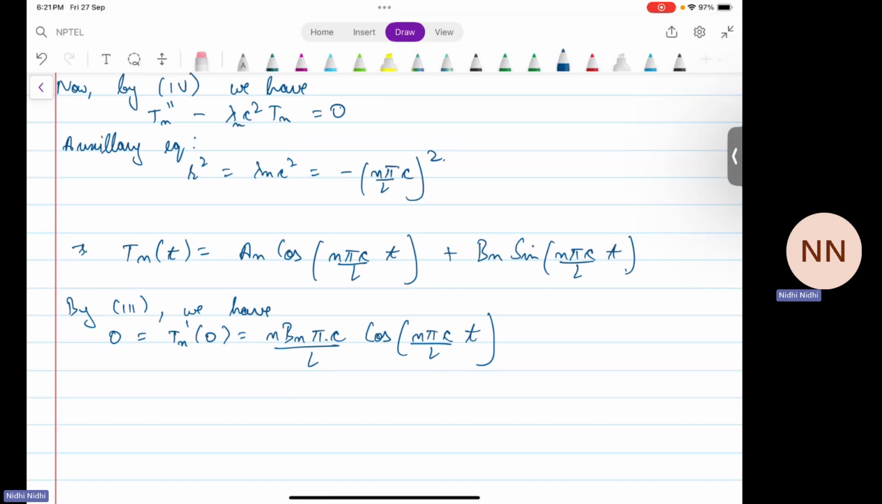Now after putting t equal to 0, the cosine is just 1. Since n pi c by L is non-zero, we have b n equal to 0 for every n in N.